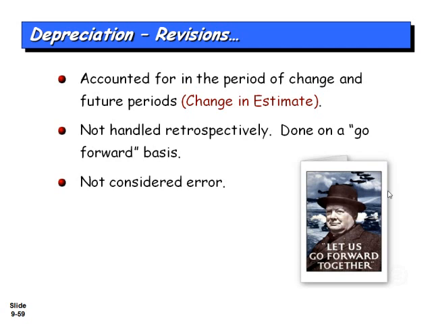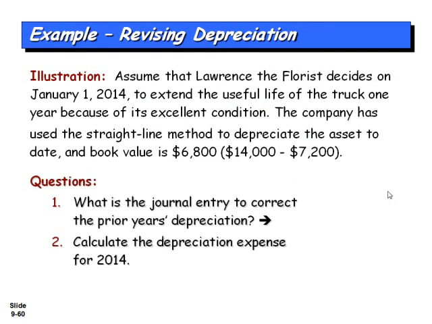So let's take an example. Let's look at your straight line handout and let's go out to the year 2014. Actually, go to the year 2013 and look at the book value of your asset as of the end of 2013. Your book value of that asset is $6,800.